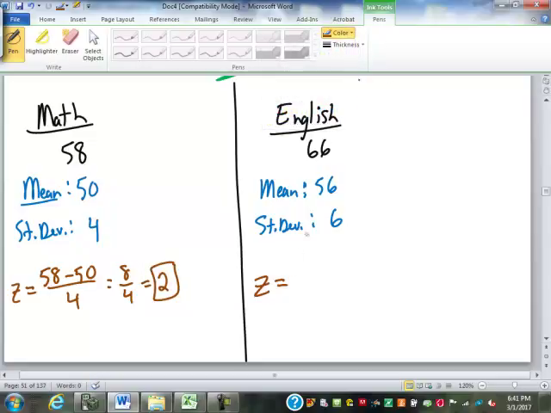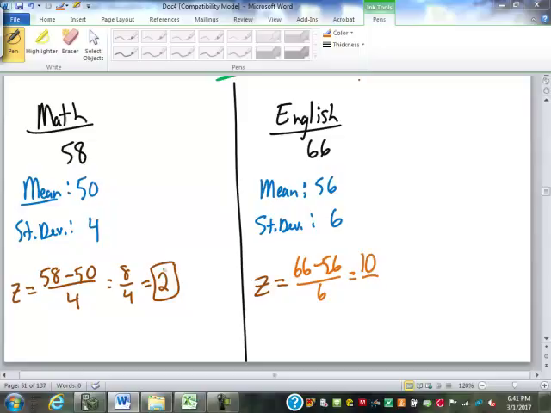For the English, how do we find it? 66, subtract the 56, and then divide by 6. Okay, so 66 minus 56 over 6. 66 minus 56 is 10.